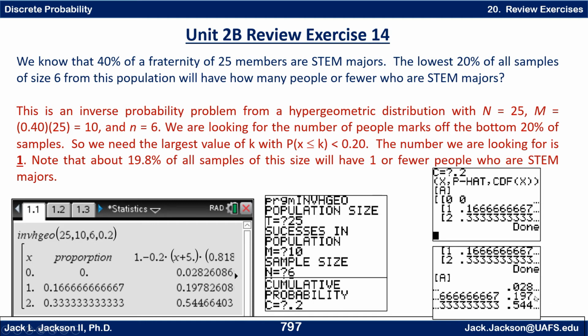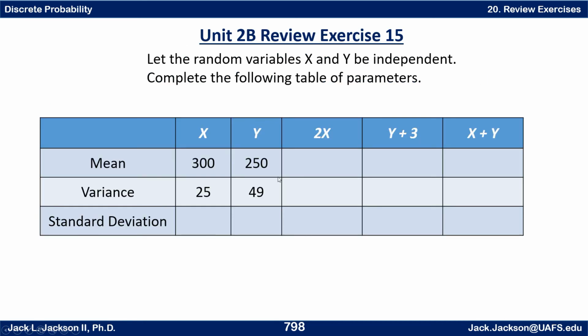So we're looking for where it marks off the bottom 20%. Okay, and that's going to be right about here, which is more around 19.8%. We'll have 1 or fewer. And so the number we're looking for is the x value there, 1. So we're looking for the highest x value that doesn't go over 20%, doesn't go over 0.2 over here. So there's another inverse probability problem.